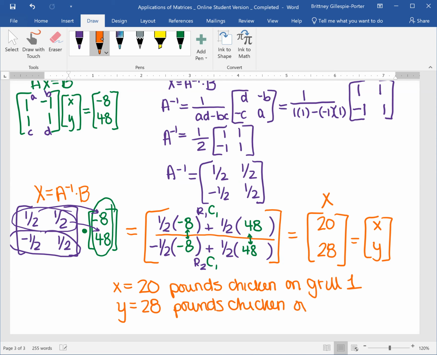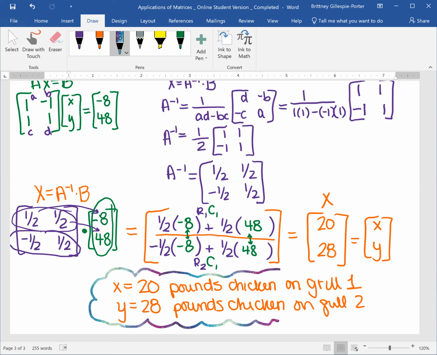on grill 2. And if you double check this real quick, just mentally, in our original equations, it said grill 1 held 8 pounds less than grill 2. So 28 minus 8 gets us 20. So that one works. And altogether, we had 48 pounds. 20 plus 28 gets us those 48 pounds of chicken that he is currently grilling.